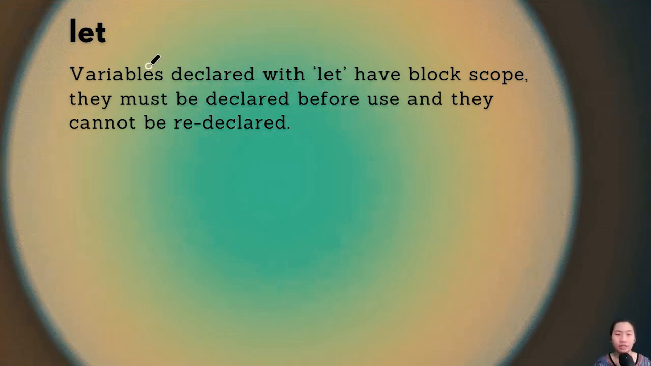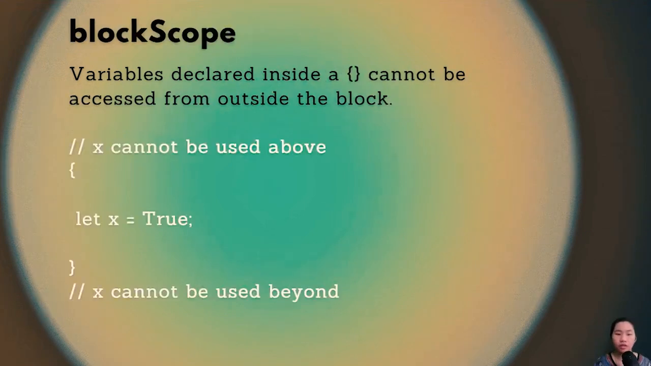Variables declared using the let keyword have a block scope, and they must be declared before use. They cannot be redeclared, meaning that you cannot say let x, for example, after you've already said let x or let x equals 5. Moving on to block scope.